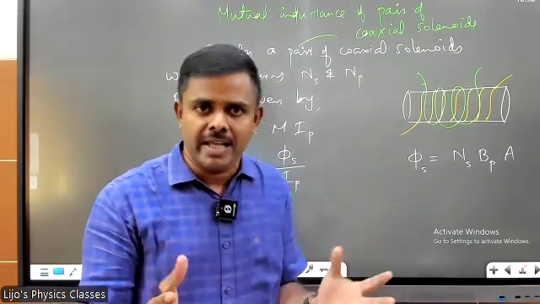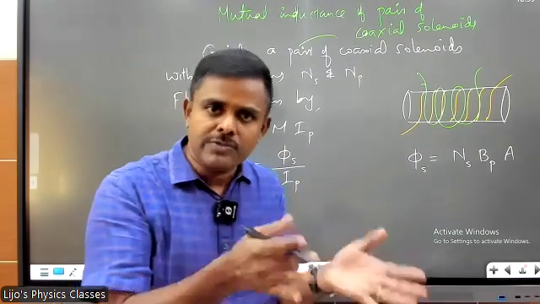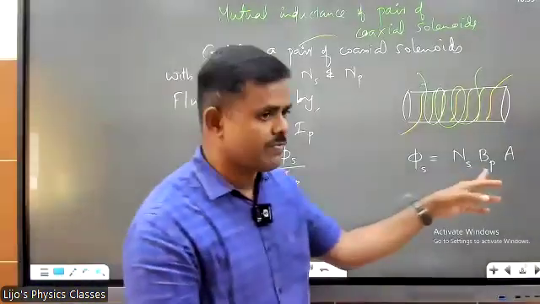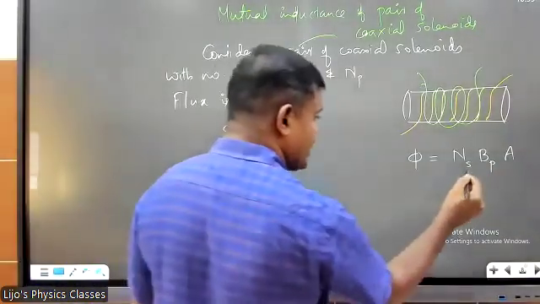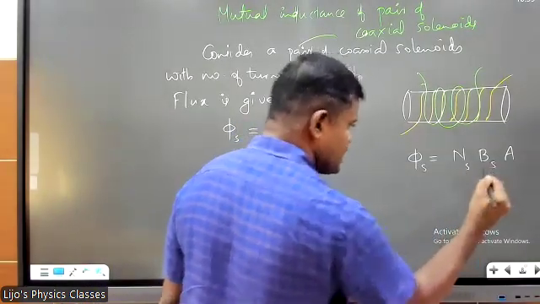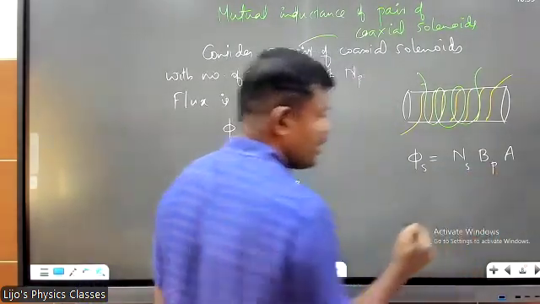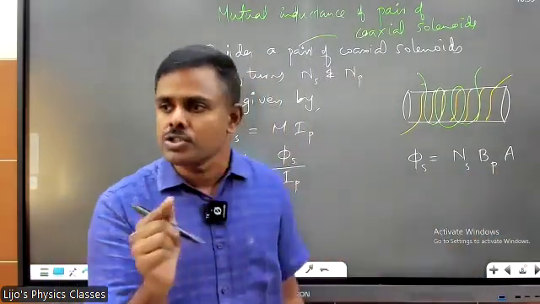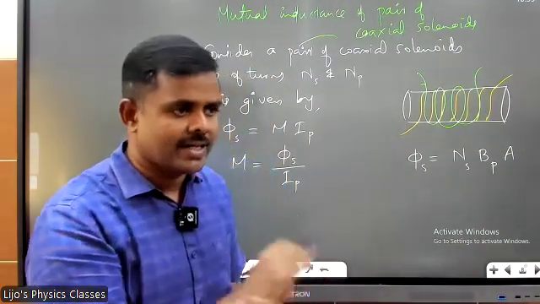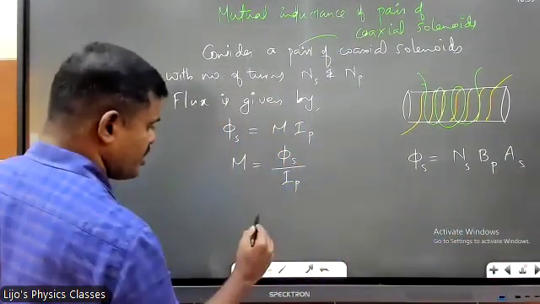Only the primary has current. Only the primary has field, and the primary field is taken by the secondary, right? I repeat one more time. You will have a tendency to write phi s as NS BS AS, but that's wrong. NS BP should be used because the magnetic field originally belongs to the primary. The secondary does not have its own magnetic field, right? Into AS.